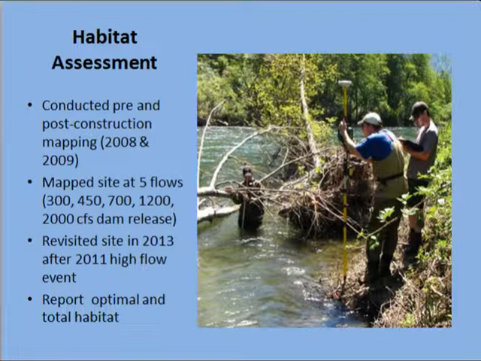So we did our pre and post construction mapping in 2008 and 2009 right after the bulldozers left. And for this site and many of them, we mapped them at 5 flows. And we know there's this dip in the flow to rearing habitat curves that we're aware of on the Trinity, and it's that lower range of flows. Once we get up to 3, 4, 5,000 CFS, there's a lot of water spreading out everywhere, and we know that's really good for the fish.